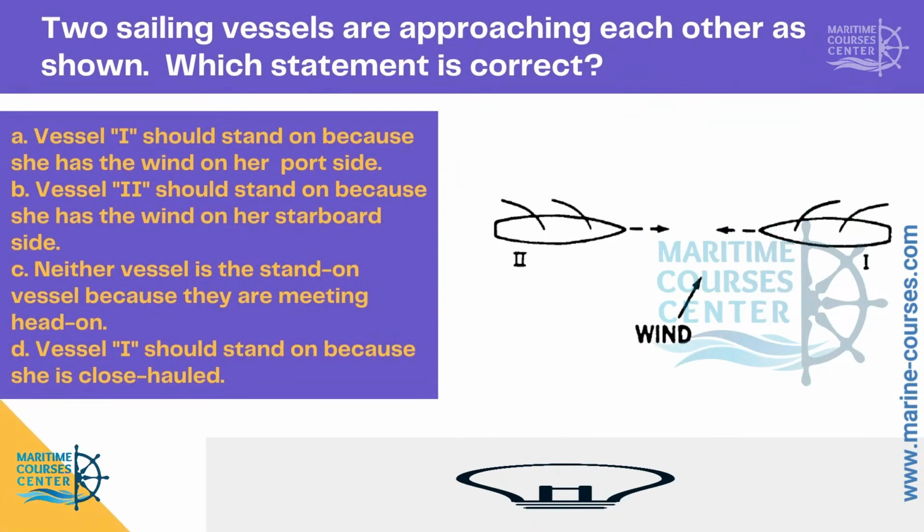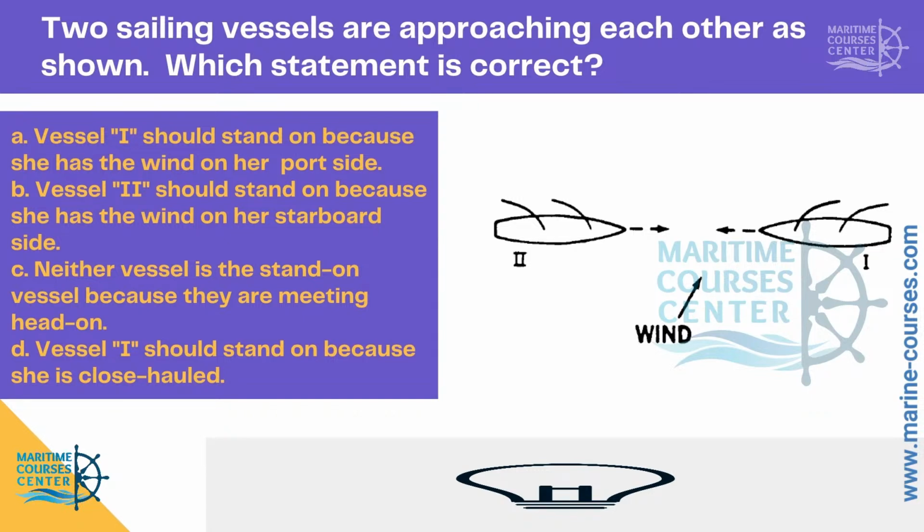Two sailing vessels are approaching each other as shown. Which statement is correct? As we can see here, we have two sailing vessels. A. Vessel 1 should stand on because she has the wind on her port side. B. Vessel 2 should stand on because she has the wind on her starboard side. C. Neither vessel is a stand-on vessel because they are meeting head-on. D. Vessel 1 should stand on because she is close-hauled.